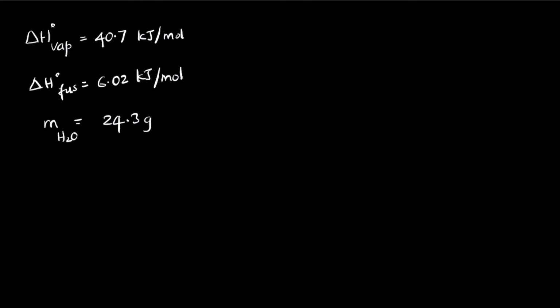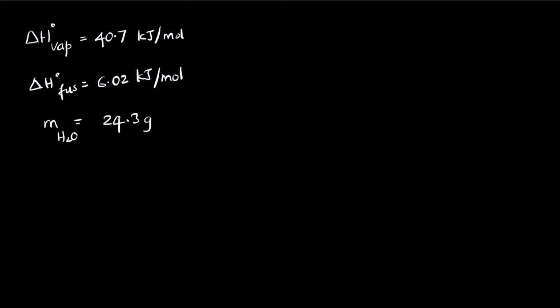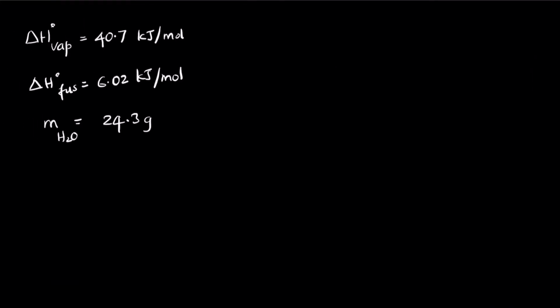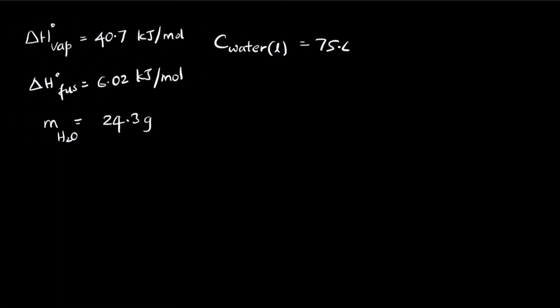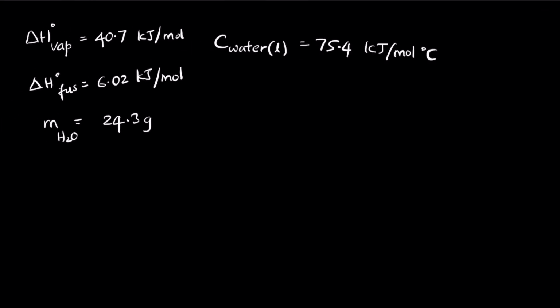Now, from the data that we have here, what is the extra data that we need? First thing we need to know is the specific heat of water, from the data before. The specific heat changes with phase as well, because we are in the liquid phase. So the specific heat of water in its liquid phase is 75.4 joules per mole degree centigrade. So that's the value for the specific heat of water.